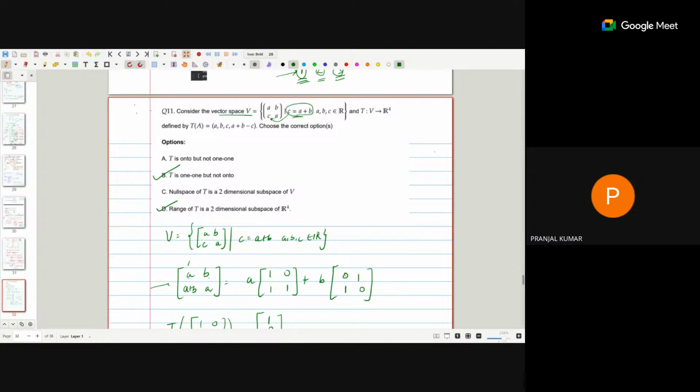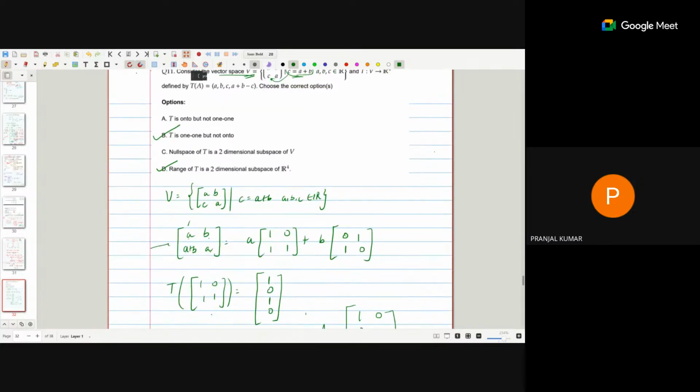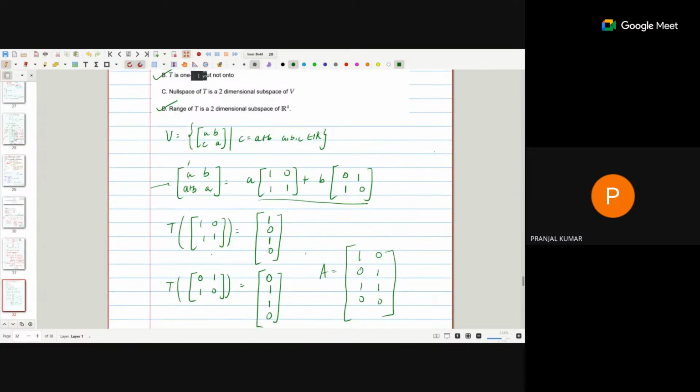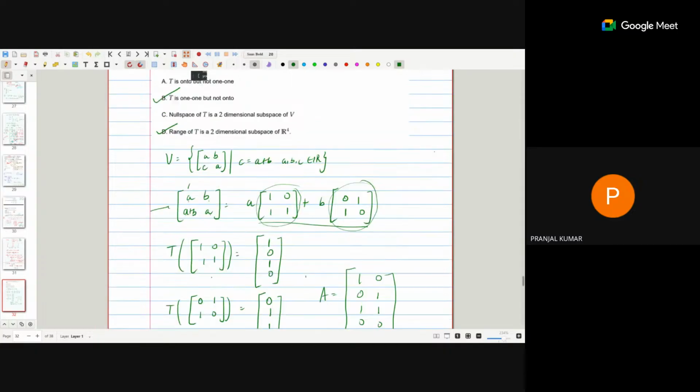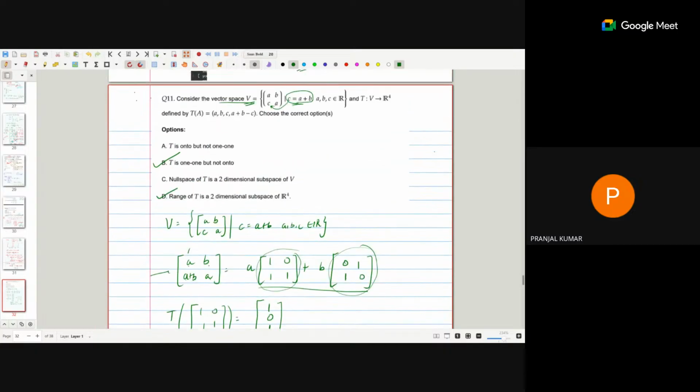I will try to find the basis for V. How do I find it? The same method which I told you before. So these are your basis vectors, basis matrices for V. Now what is the dimension of V? 2. Okay, V is 2-dimensional.